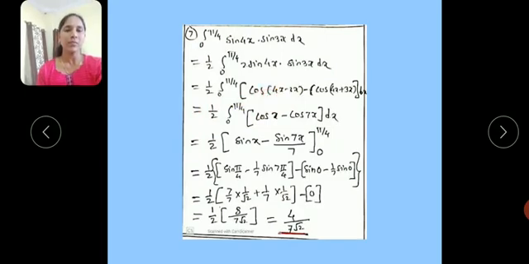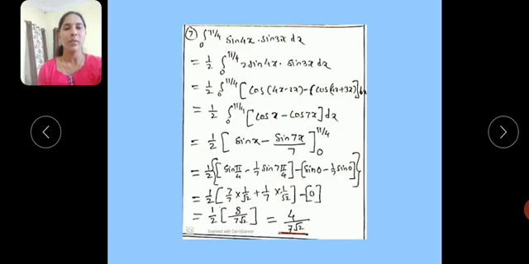Using the second step, here adjust 2, that is, divide and multiply by 2. Here see 2 sin A into sin B. Using this formula we get the third step: 1 by 2, integral from 0 to pi by 4 of cos 4x minus cos 4x plus 3x dx. This is equal to 1 by 2 integration of 0 to pi by 4 of cos x minus cos 7x dx, since cos of 4 minus 3 is cos x and cos of 4x plus 3x is cos 7x.